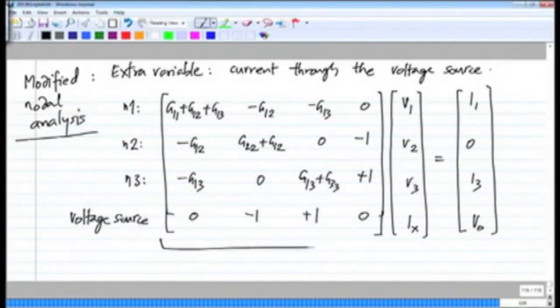Now this matrix, I will still continue to call it conductance matrix, but not all the elements are conductances. Clearly the ones in the last row and last column, they are not conductances.